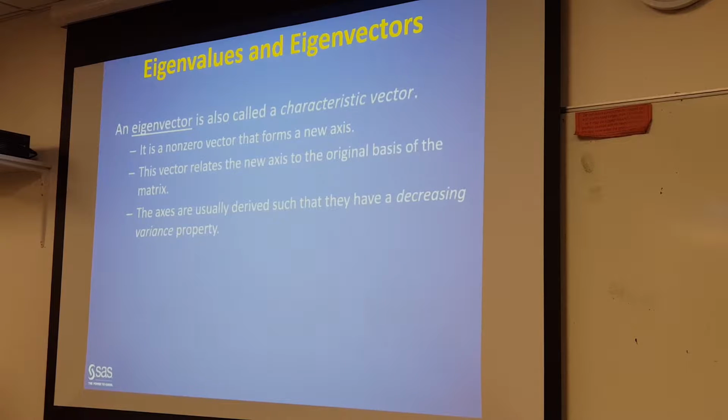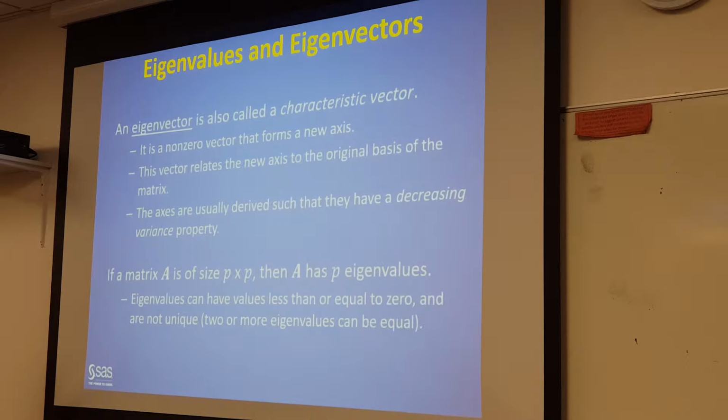Eigenvectors are also known as characteristic vectors. With respect to variance-covariance matrices, it is a non-zero vector that forms a new axis, and we're going to use it to relate the new axis to the original variables. Although we've got these new eigenvectors from our matrix, we could arrange them in whatever order we like. We have chosen to arrange them such that the biggest eigenvalue is called axis 1, that's PC1. The second biggest will be PC2, and so on and so forth. Okay?